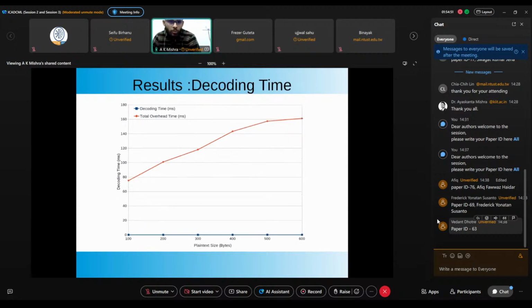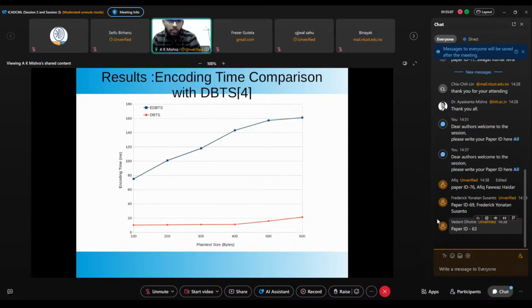After that, we have this decoding time graph, where we had this cover text and key, so we had to traverse through this key and take out the character corresponding to those indices and finally give the output.